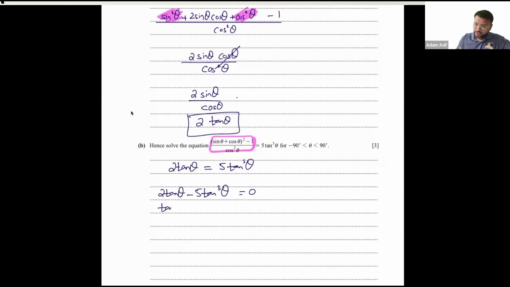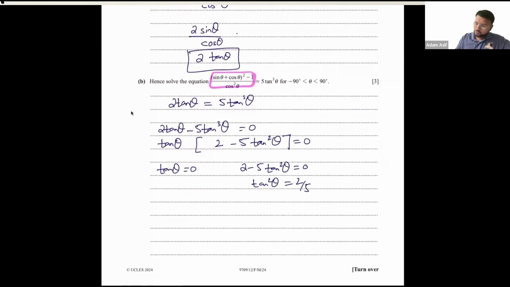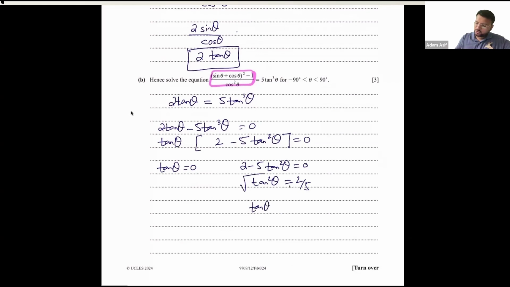Okay, so it's better to take tangent theta common, and over here I'm going to be having 2 minus 5 tan square theta equals 0. Tangent theta is equal to 0, and 2 minus 5 times tangent square theta is equal to 0. So tangent square theta would be equal to 2 upon 5, and tangent theta is equal to 0. Clear? Now, when you take square root, do not forget writing plus minus.